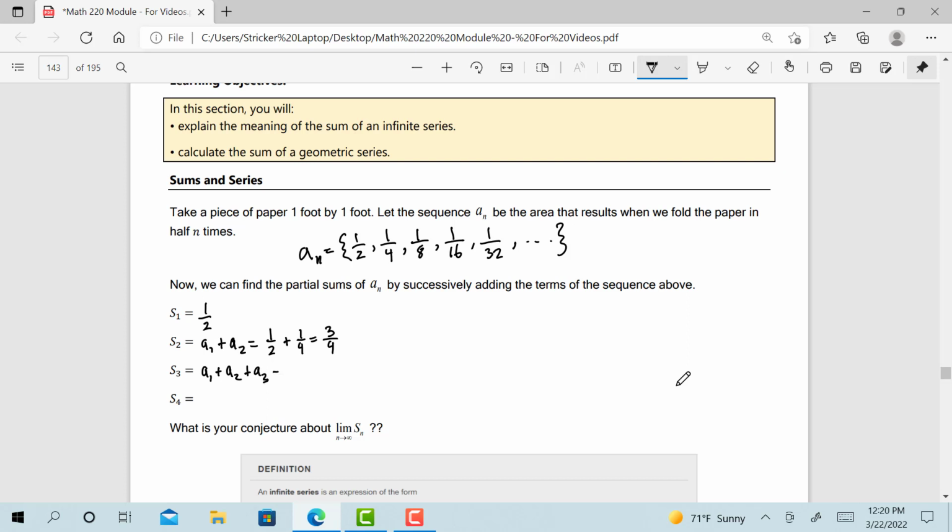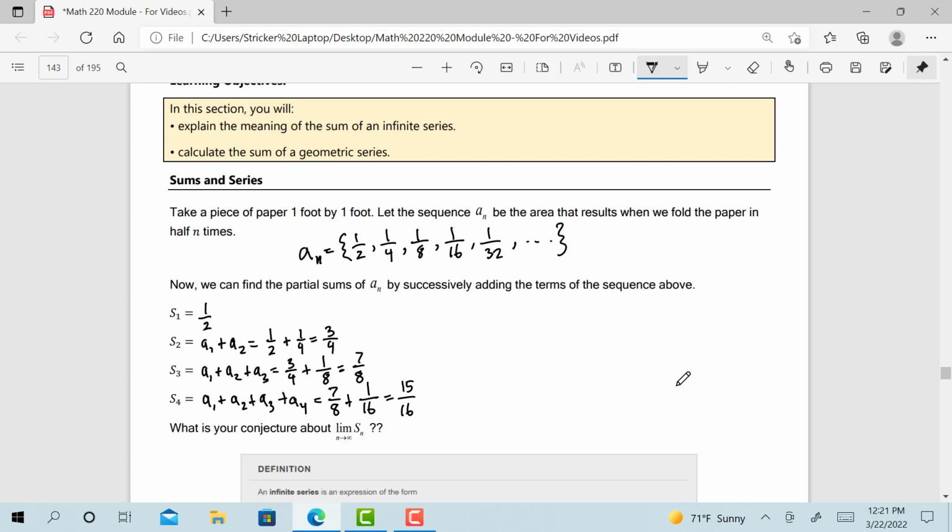We know that the first two terms add up to 3/4. If we add 1/8 to that, you get, what's that? 6/8 and 1/8, you get 7/8. And then you can continue on. The first four terms are added, you get the fourth partial sum. And in this case, it's going to be 7/8 plus 1/16. It's going to be 15/16.